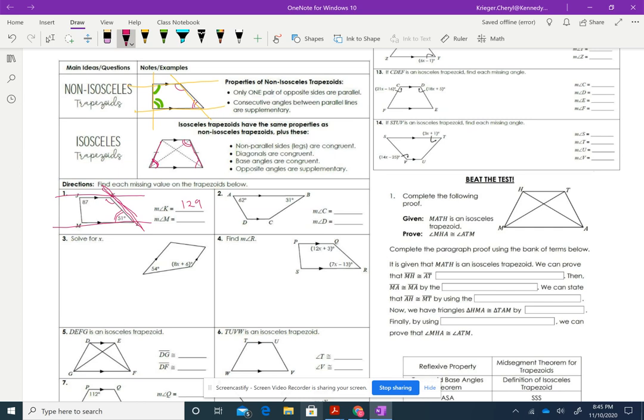Okay, same thing with this angle here. We have a different transversal. And so 87 plus whatever this angle is equals 180. So that would be 93.